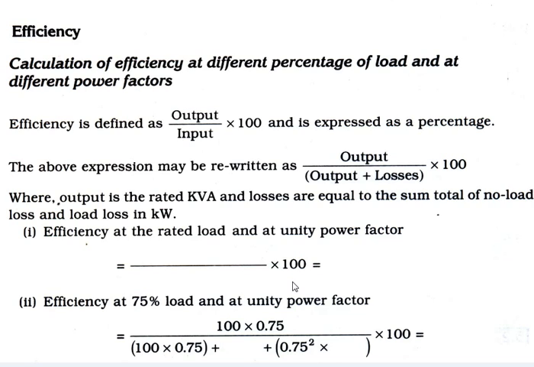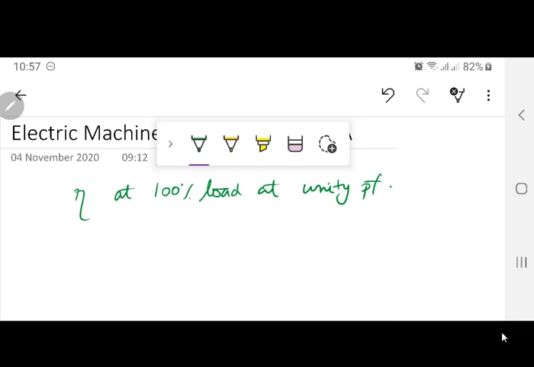The first thing which we have to do is the efficiency, and as you can see here, the efficiency is written as output over input. So this means you are going to have the output over output plus losses. The first thing you are going to find out is the efficiency at rated load.